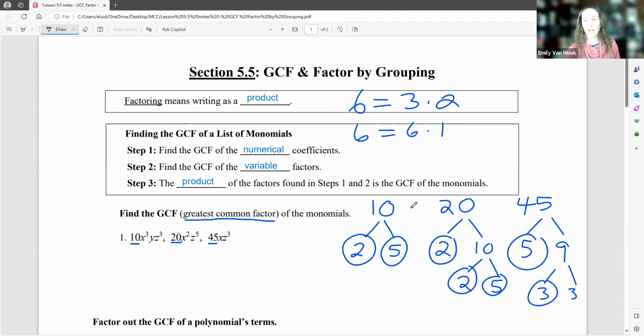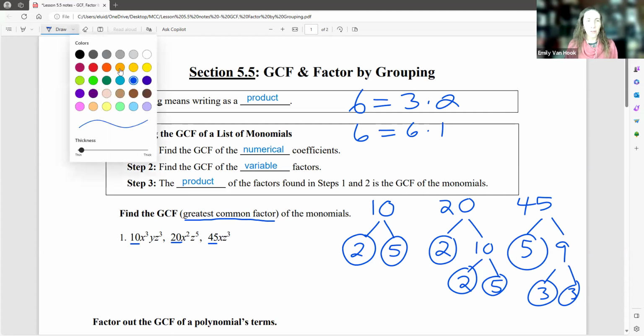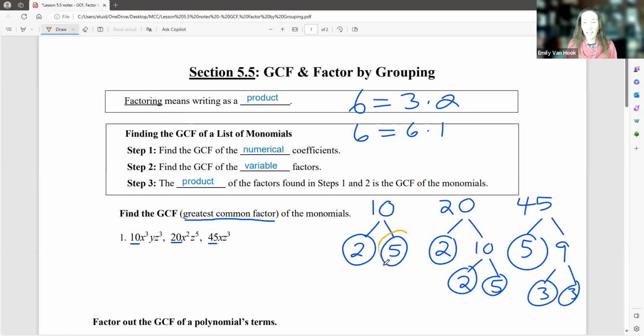With factor trees, there's almost always more than one way to break a number down. So for example, with 20, instead of doing 2 times 10, maybe you chose to do 4 times 5. That's fine. The 4 would break down into the 2 and 2 anyway, so your final result would be the same. So if we look at all of the different factors that we have listed in our factor tree, there's really only one that's common, and that's the 5.